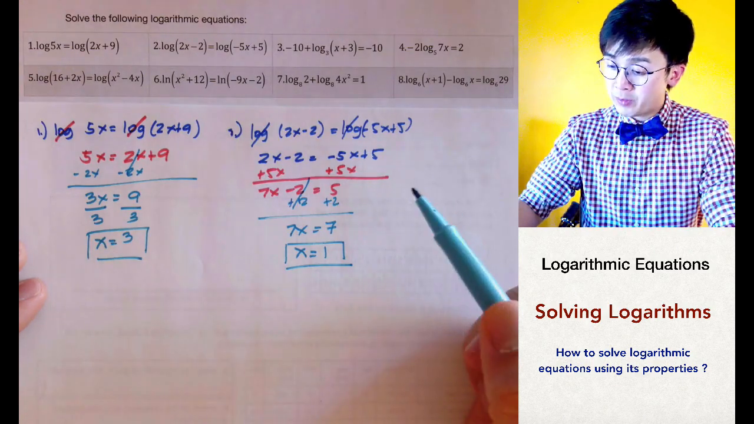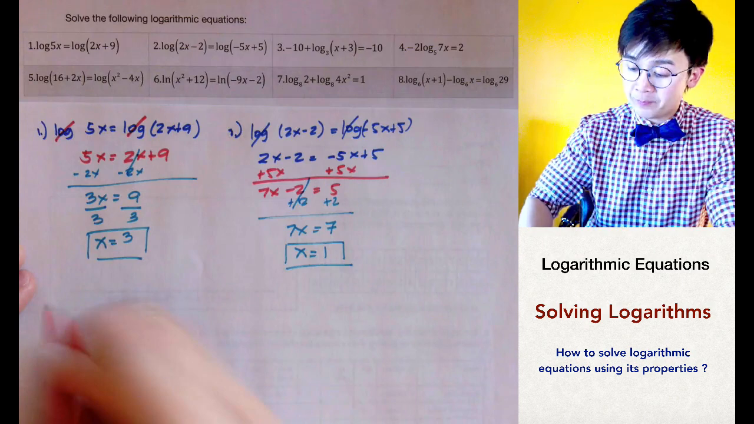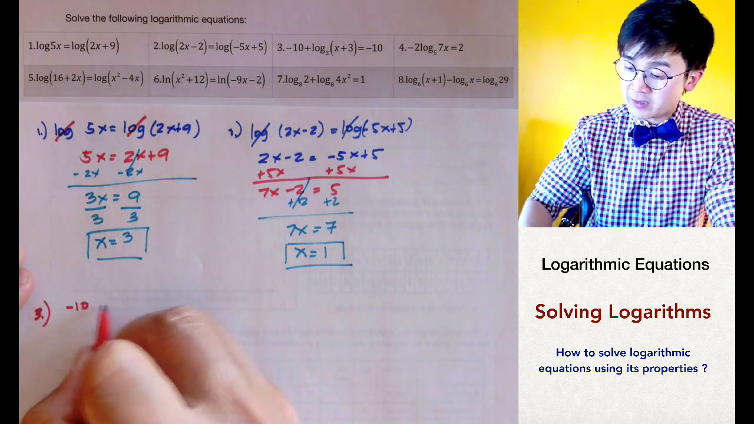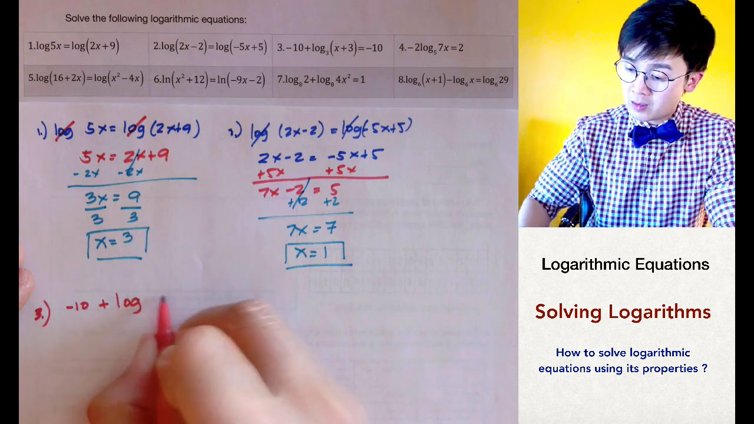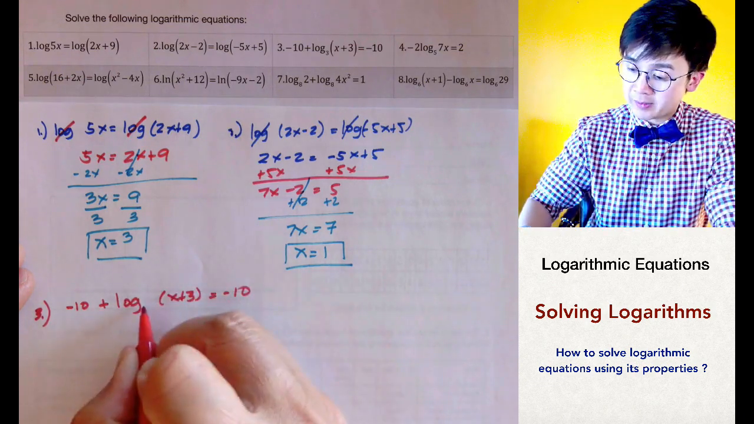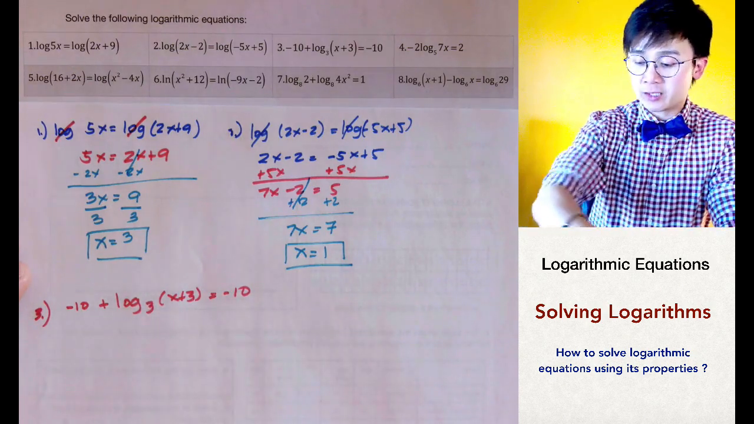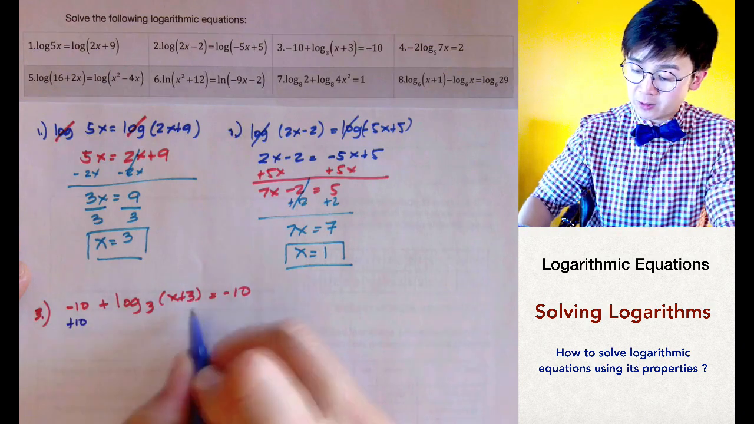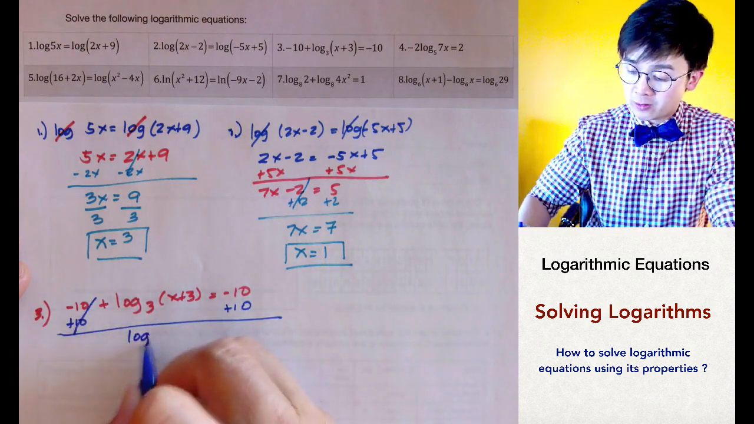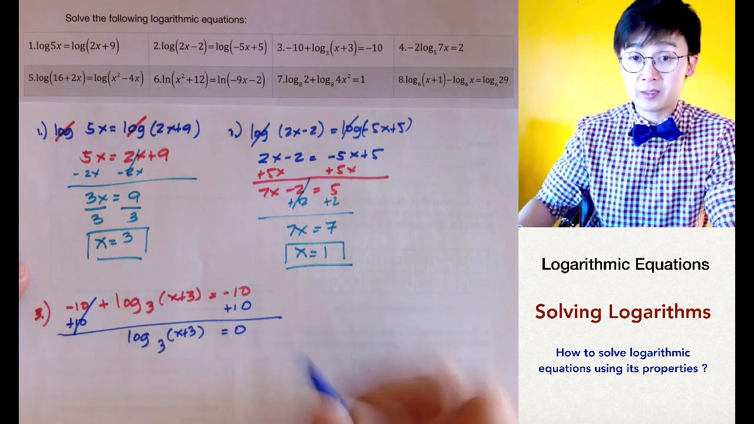At yung problem number 3, mapapansin nyo, iisa lang yung logarithm natin sa number 3. So, ibang strategy yung gagawin natin sa number 3. We have negative 10 plus log of x plus 3 equals negative 10 to the base 3. So, in this case, kailangan tanggalin natin yung constant by adding 10 on both sides. So, meron tayong log of x plus 3 base 3 equals 0.